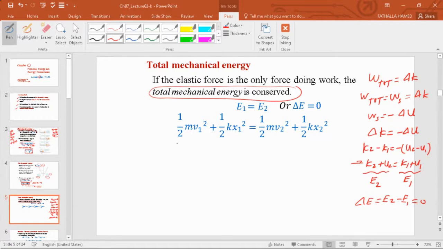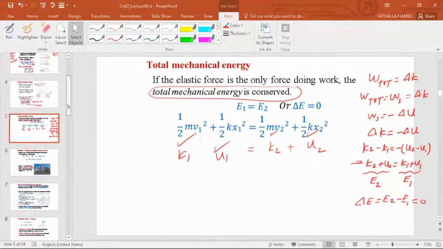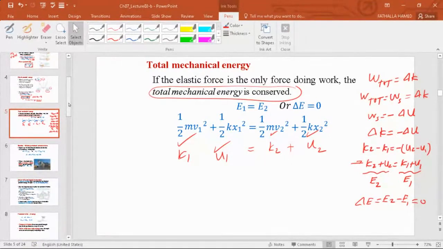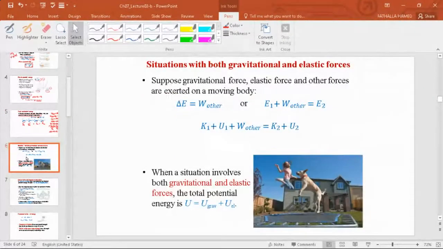And in this case, you will have 1/2 mv1 squared plus 1/2 kx1 squared. That means this is K1 and this is U1, equals 1/2 mv2 squared, which is K2, plus 1/2 kx2 squared, and this is U2. That's the case when the total work is done by what? It's done by the spring. Now, we discussed that in the last lecture.